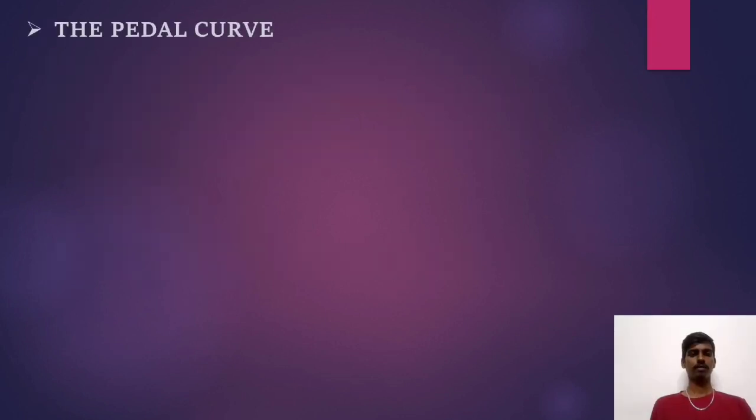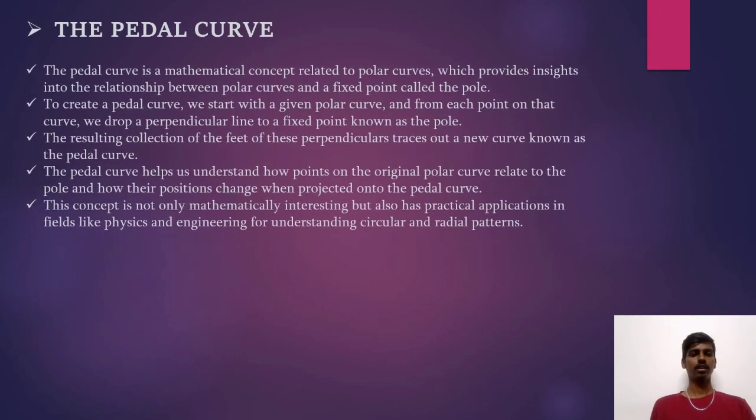And the pedal curve. The pedal curve is a mathematical concept related to polar curves, which provides insights into the relationship between polar curves and a fixed point called the pole. To create a pedal curve, we start with a given polar curve, and from each point on the curve, we drop a perpendicular line to a fixed point known as the pole. The resulting collection of the feet of these perpendiculars traces out a new curve known as the pedal curve.